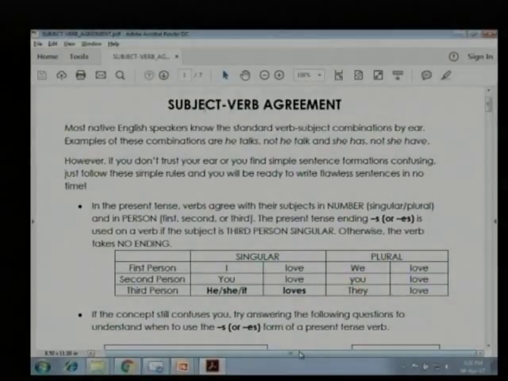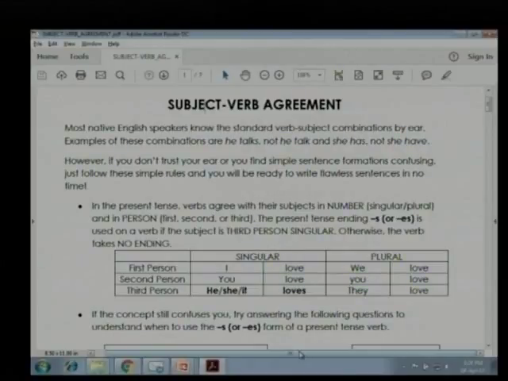In the present tense, verbs agree with their subject in number, that is singular or plural, and in person: first person, second person or third person. But the present tense ending with s or es is used on a verb if the subject is third person singular, which means if you have a first person and second person, the es won't come.